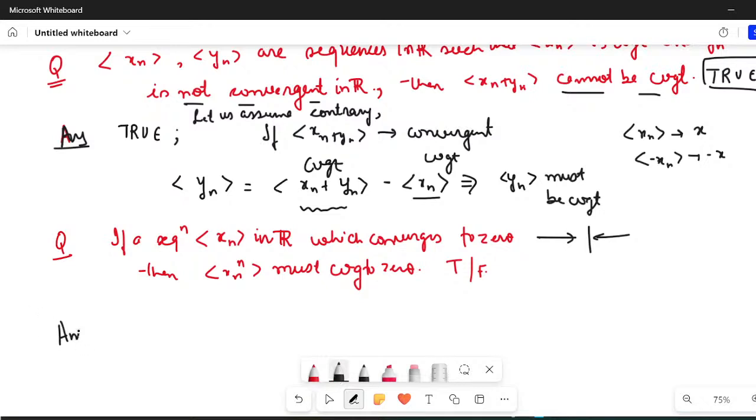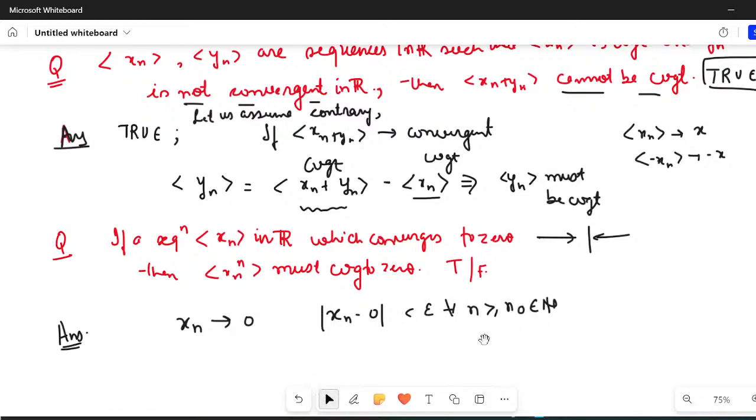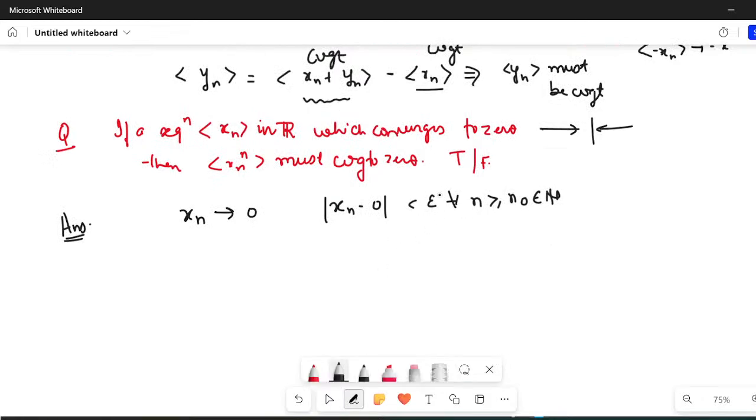So see, if xn is a sequence which converges to 0, what does it imply? xn converges to 0, and it implies that |xn minus 0| can be made less than epsilon for all n greater than or equal to some natural number n naught. Now, epsilon is any arbitrary positive real number, so why not select epsilon to be, let's say, half? So |xn minus 0| can be made less than half for all n greater than or equal to some capital N belonging to the natural numbers.